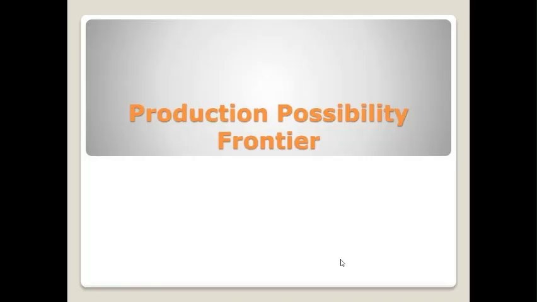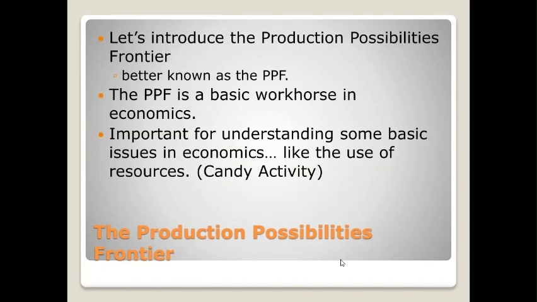We'll be continuing down the lines in more detail. This will be a more detailed dive in comparison with the last video on the production possibility frontier part one. The production possibility frontier, also known as the PPF, is important for understanding some basic issues in economics, like the use of resources, which is scarcity, because we have infinite wants versus limited resources, and that creates the economic problem of scarcity.